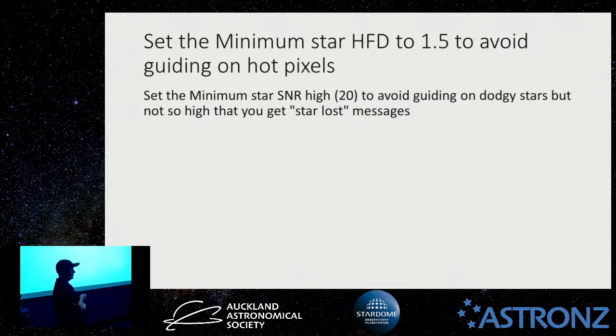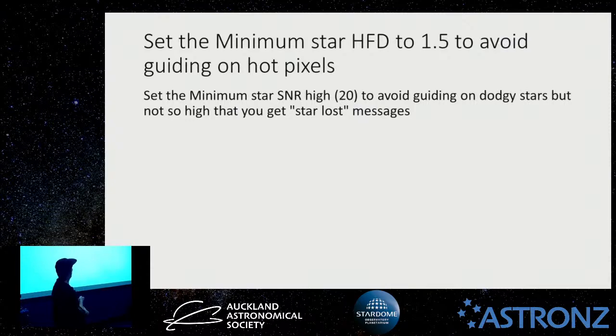A couple of things you should do in the setup for PHD2 is set the minimum star HFD to 1.5 instead of 1, and that will avoid guiding on hot pixels, because hot pixels will have an HFD of 1, and if you make it 1.5, it'll say that hot pixels aren't big enough to count as a star. Otherwise, you'll end up guiding on hot pixels, and your guiding looks pretty good. Looks spectacular, but it's not really guiding, it's just saying this hot pixel isn't moving.